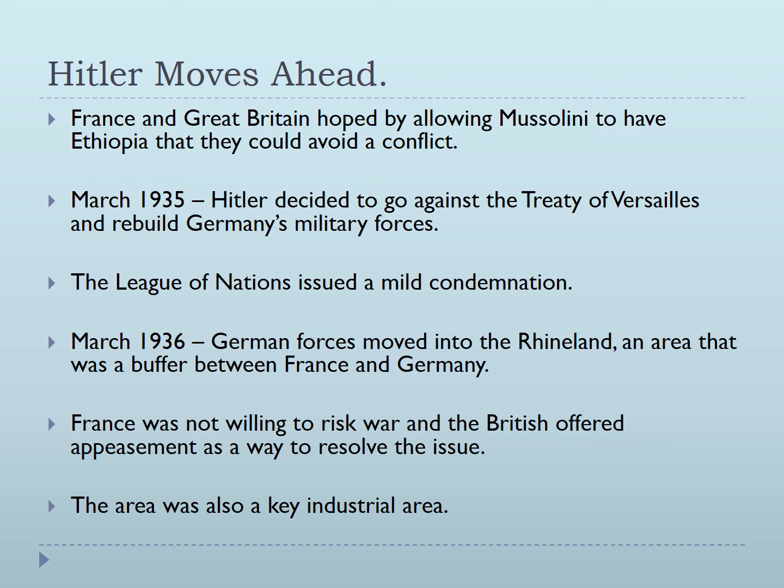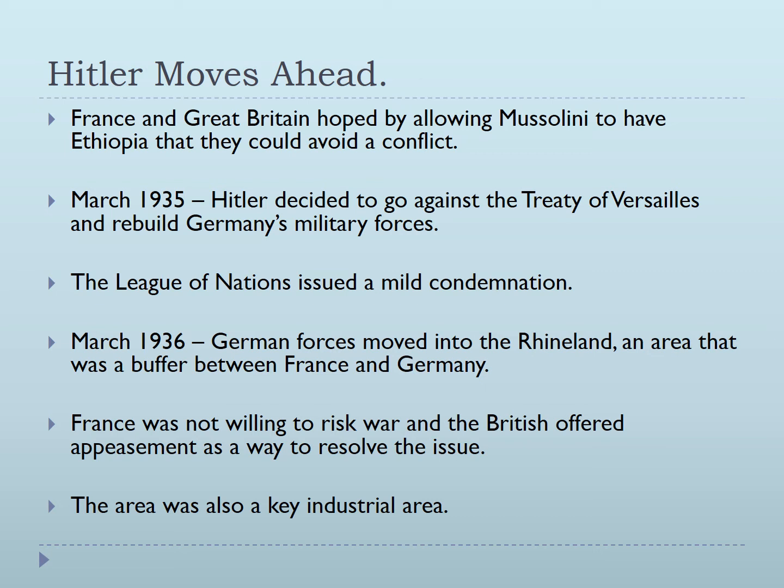In March 1935, Hitler decided to go against the Treaty of Versailles and rebuild Germany's military forces. Remember, we talked about how Germany was not allowed to have a military force large enough to invade another country under the treaty, but Hitler decides to do it anyway. Now, the League of Nations, again, issues a mild threat warning.